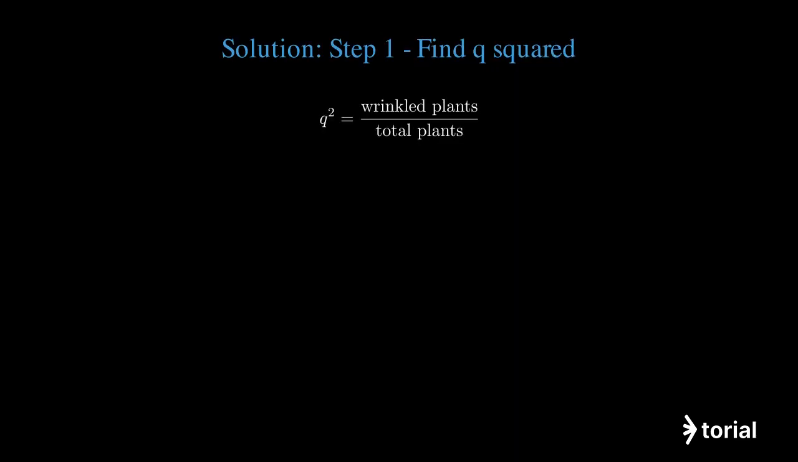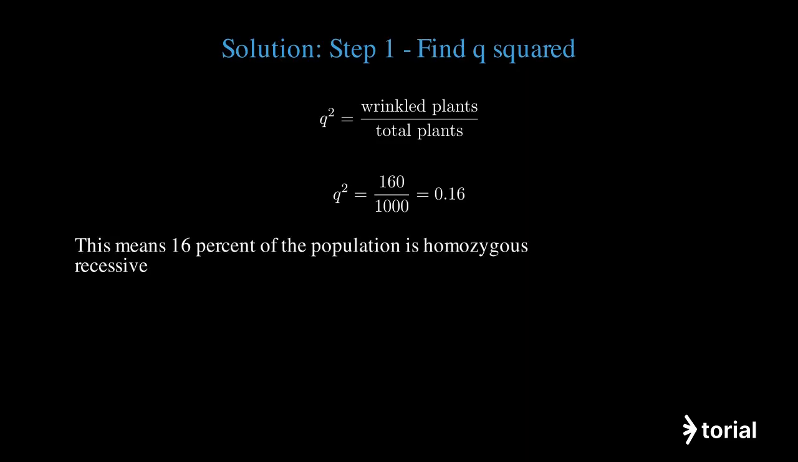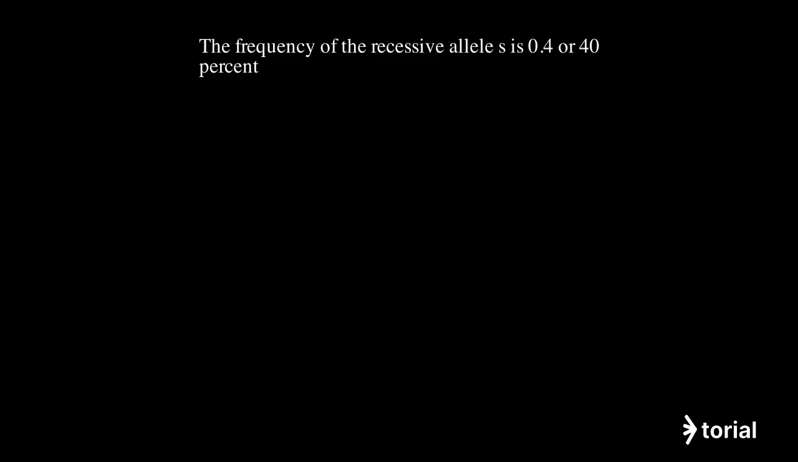Q squared equals the number of wrinkled plants divided by the total number of plants. That's 160 divided by 1,000, which equals 0.16. This tells us that 16% of the population has the homozygous recessive genotype. Now we take the square root to find q. Q equals the square root of q squared, which is the square root of 0.16. The square root of 0.16 is 0.4. So the frequency of the recessive allele s is 0.4 or 40%.